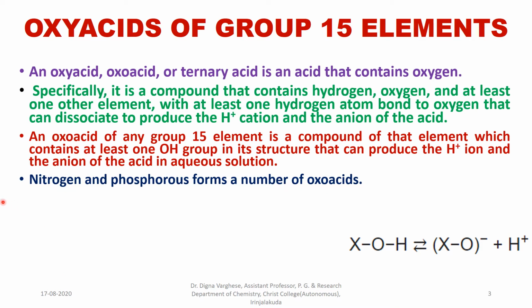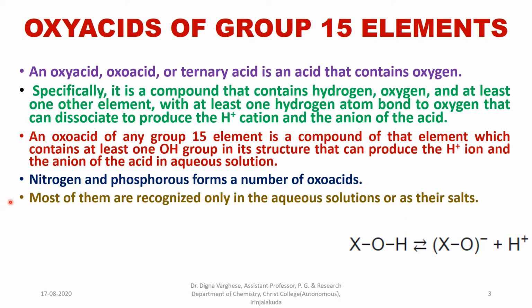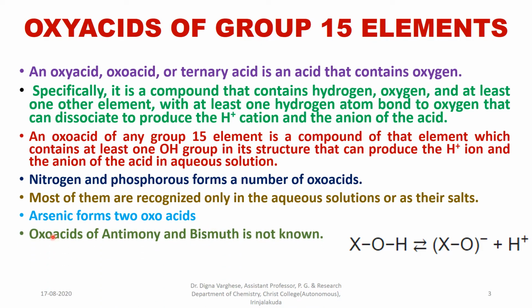Nitrogen and phosphorus form a number of oxoacids. Most of them are recognized only in the aqueous solution or as their salts. Arsenic forms only two oxoacids. Oxoacids of antimony and bismuth are not known.